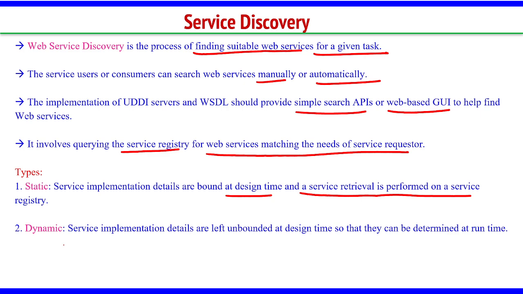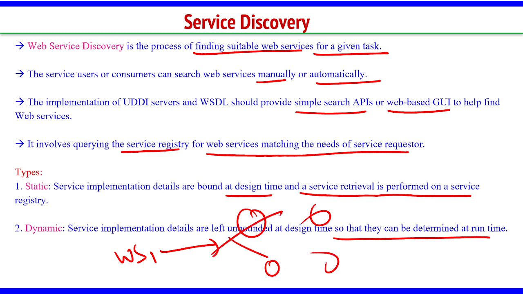Whereas in dynamic mode, service implementation details are left unbound so that they can be determined at runtime. During runtime, one web service is hitting another web service. It does not know which service to look for. So dynamically, whichever web service is matching the output of web service 1, it will go there dynamically at the spot. Whereas in static mode, you have to link it statically.